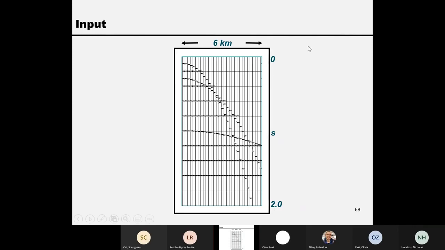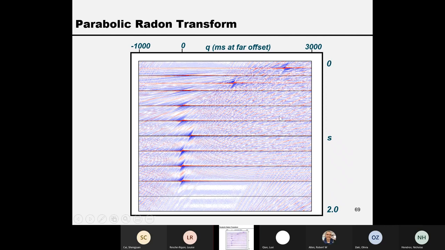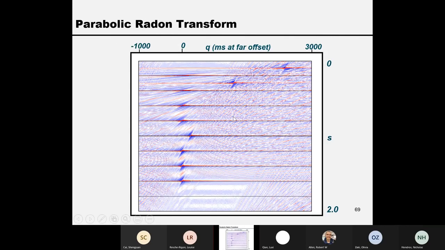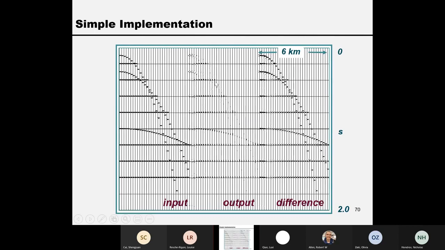Input is x-t. After the parabolic Radon, when q equals 0, here, basically, those are the parameters, right? And all those must be the multiples, right? So you can see after the multiple removal, you simply cut off this part and then do the inverse. You end up with parameters here, right? And the difference between this and the output, you can see here, right? You remove the multiples, this multiple, this multiple, this multiple, but you also lost some parameters, right? Why is that?